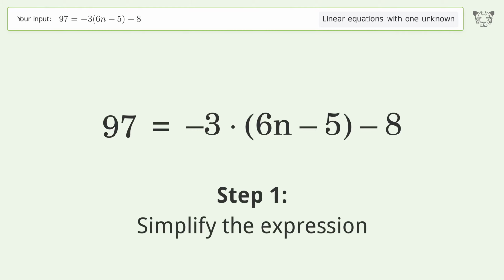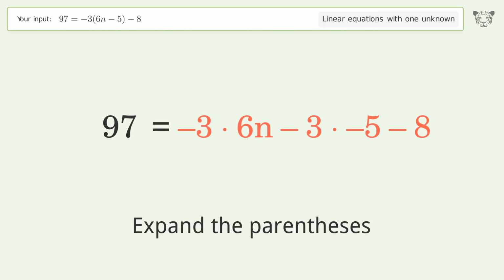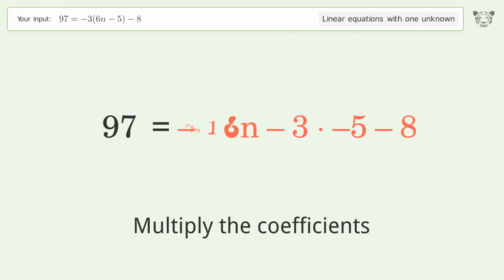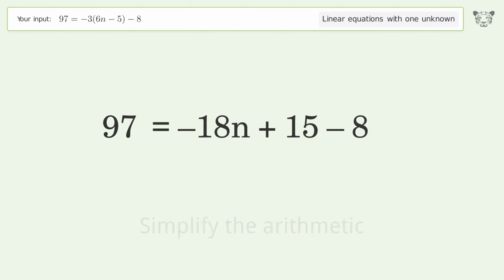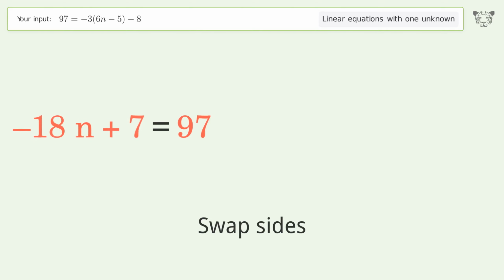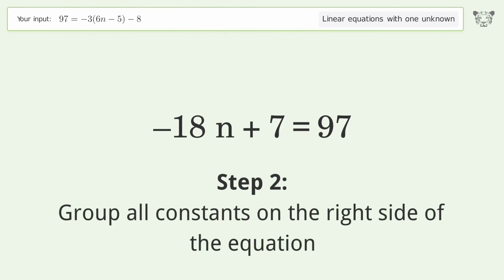Simplify the expression. Expand the parentheses. Multiply the coefficients. Simplify the arithmetic. Swap sides. Group all constants on the right side of the equation.